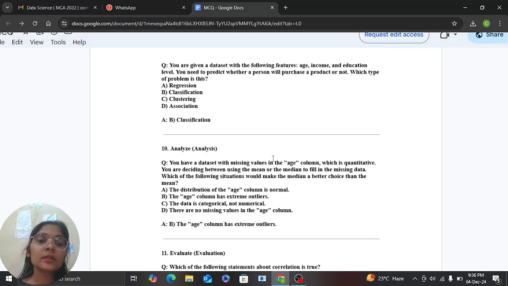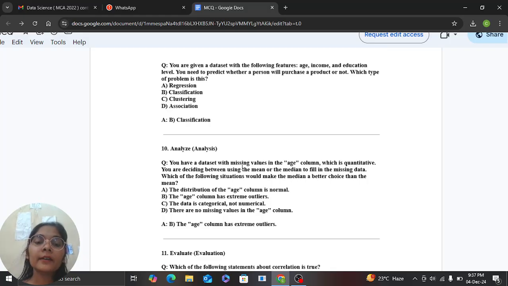Now the another is, you have a data set with missing values in the age column, which is quantitative. You are deciding between using the mean or median to fill in the missing data. Which of the following situations would make the median a better choice than the mean?